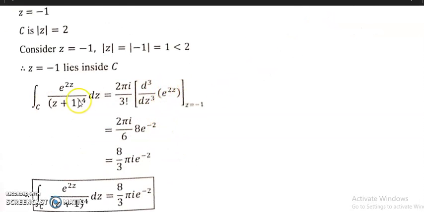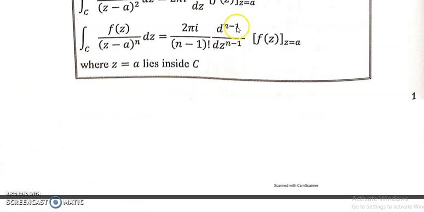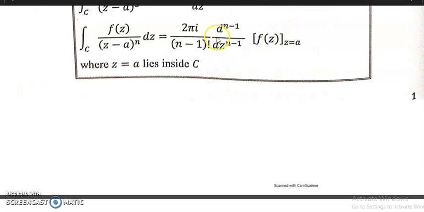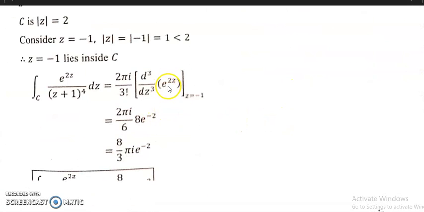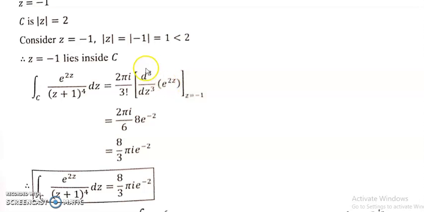So instead of f of z, applying that formula. So what is the formula here? You can take down this formula first. Okay, take down this formula, then take n is equal to 3, substitute it here. F of z is the numerator, that is e power 2z. Now we have to differentiate e power 2z 3 times.